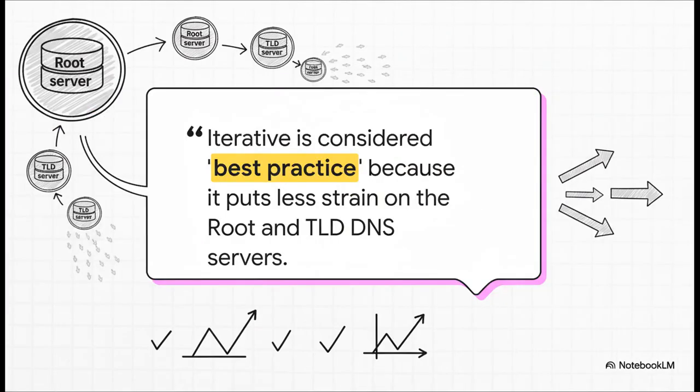So, which way is better? Well, in the real world, the iterative method is considered the best practice, and it's all about efficiency. You don't want to bog down the most important servers, the root and TLD servers, with doing all the extra work. It's much better to have them just quickly point everyone in the right direction. It keeps the whole system running smoothly.